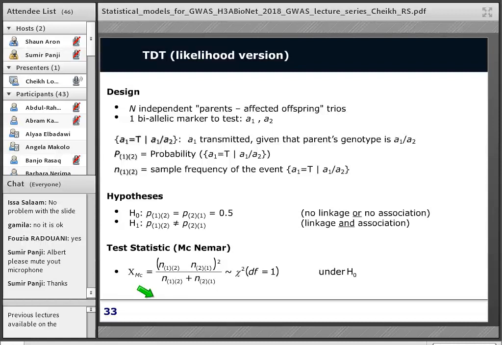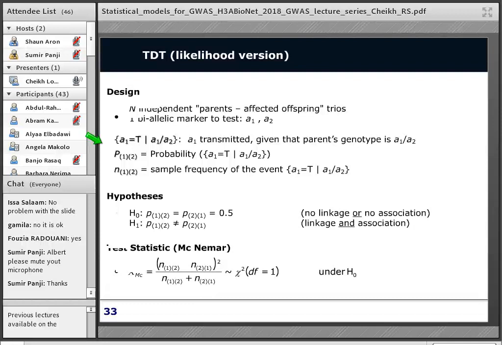So there is a likelihood version of this transmission disequilibrium test, which allows you to make an extension to several markers, to multi-marker tests. So the design is like here. You have n independent trios, parents and affected offspring, and you have one biallelic marker. So you have two alleles, A1 and A2, and the events are allele 1 is transmitted instead of allele 2 or the opposite. And for each of them, you have the corresponding probability of transmitting allele 1 instead of allele 2 and the number of times it occurs.